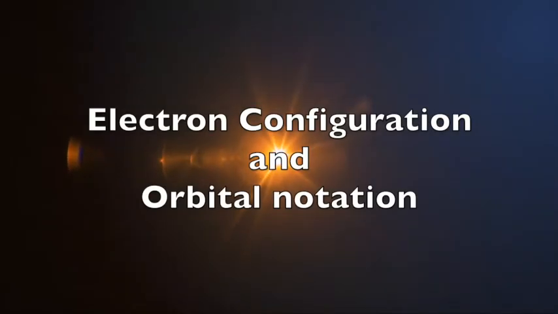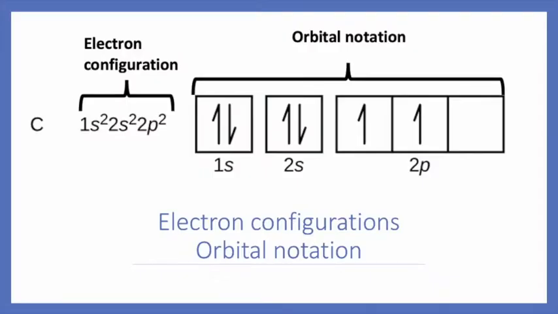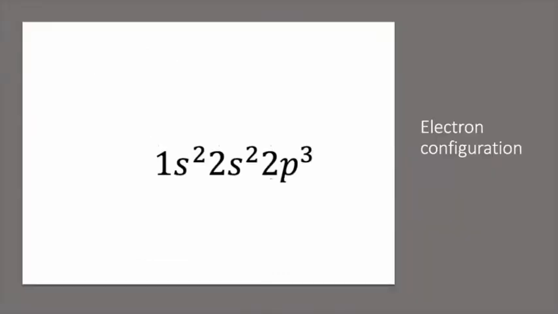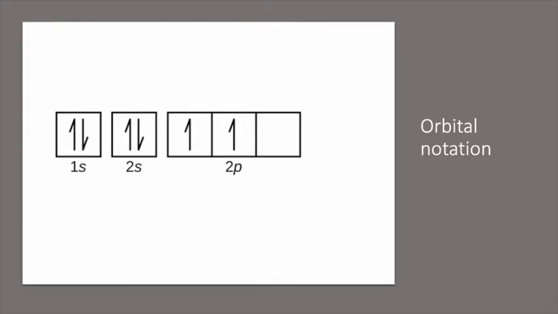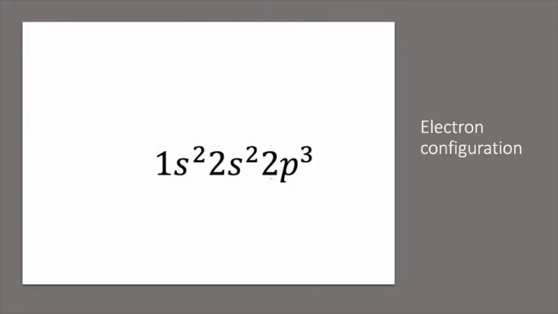Today we're going to talk about electron configuration and orbital notation. Now there are two ways chemists illustrate the arrangement of electrons around an atom: electron configuration and orbital notation. An electron configuration consists of symbols that contain three pieces of information.